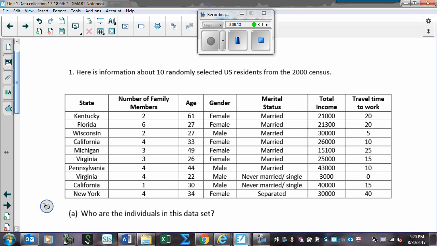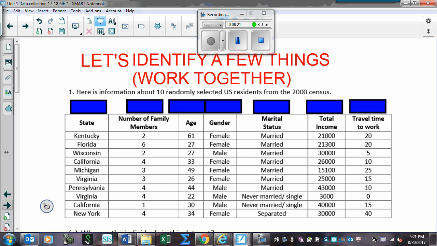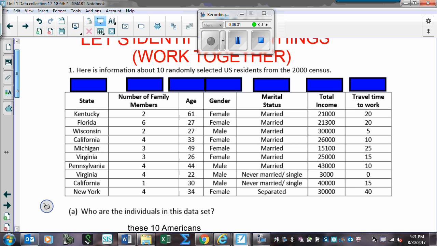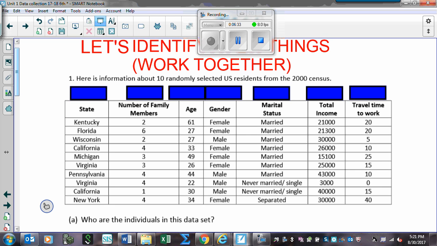Okay, and I'll go through a couple of the people. And so the answer to this: who are the individuals in this data set? These 10 Americans. We were told, here's information about 10 randomly selected U.S. residents. We have a tendency in math, in general, when the words are at the top, to gloss over that and read the chart, because that's where the action is.